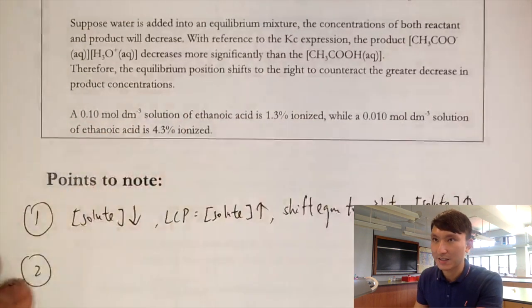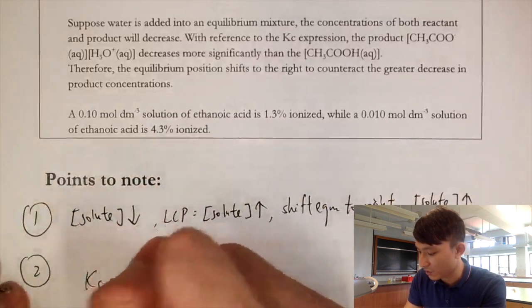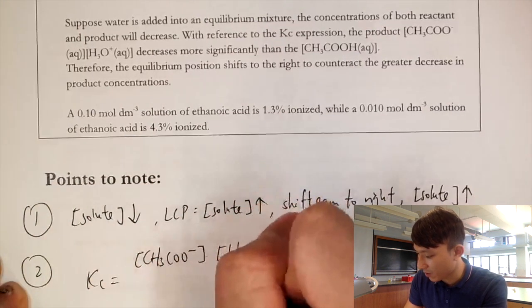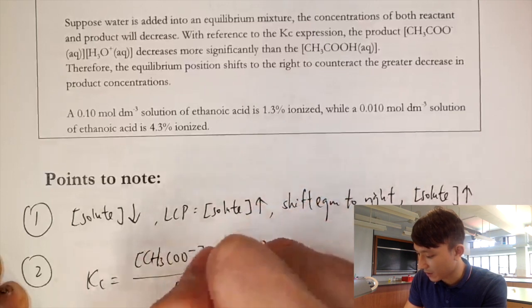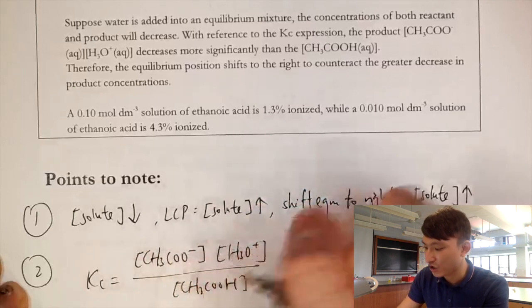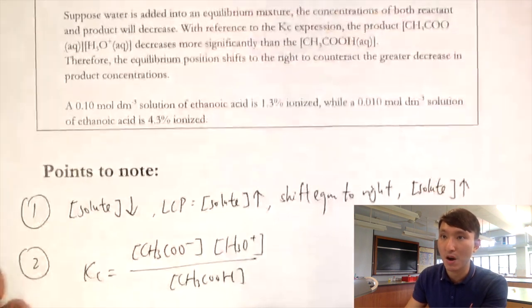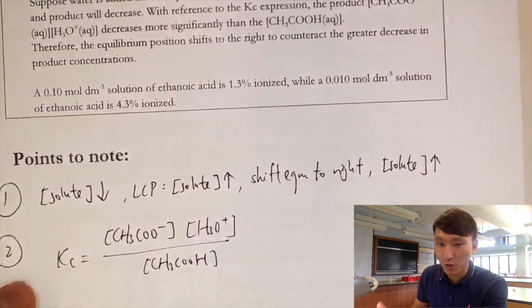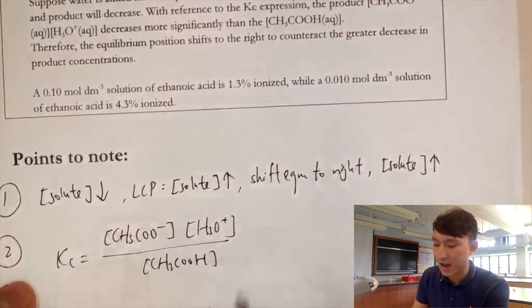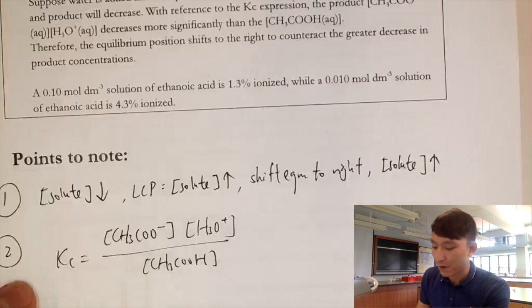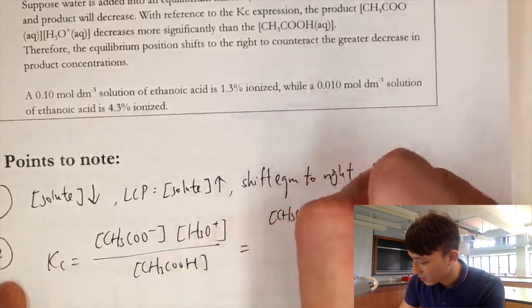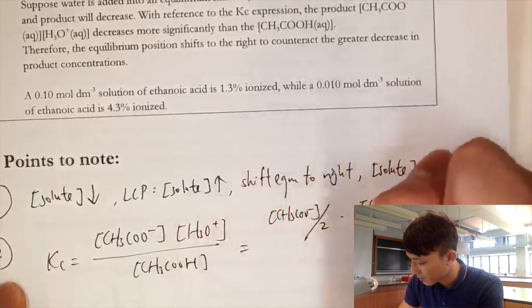Another way of thinking is we make use of the equilibrium constant expression. So Kc equals CH3COO minus times H3O plus over CH3COOH. Now pay attention that water is a solvent, it is not part of the equation. Now think about it. Like I said, if we double the amount of water, then everything will have its concentration decreased by half. So upon dilution, we will expect to see this one decreased by half.